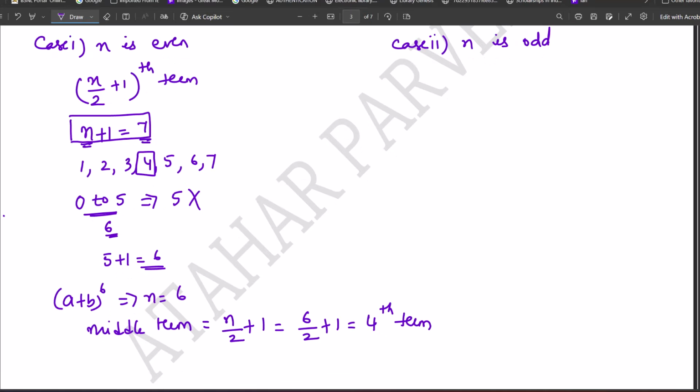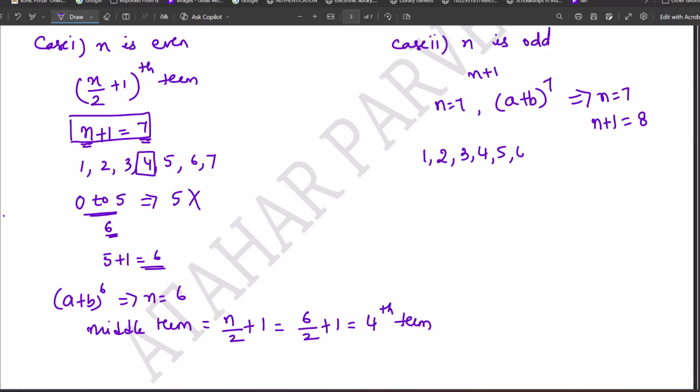Now what about case 2, where n is odd? See, how many terms will be there? n plus 1 number of terms will be there, right? So for example, if your n is 7, so that means you are taking (a plus b) whole to the 7. Here our n is 7, so the number of terms will become n plus 1, that will become 8, right? So what will be the numbers here? Maybe, for example, I will write the numbers till 8, like this. Now if I want to find the middle term, I will not get one middle term. I will get two middle terms here. That is what I was telling you.